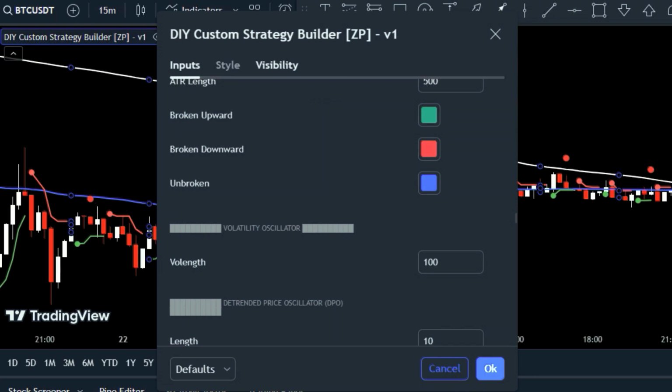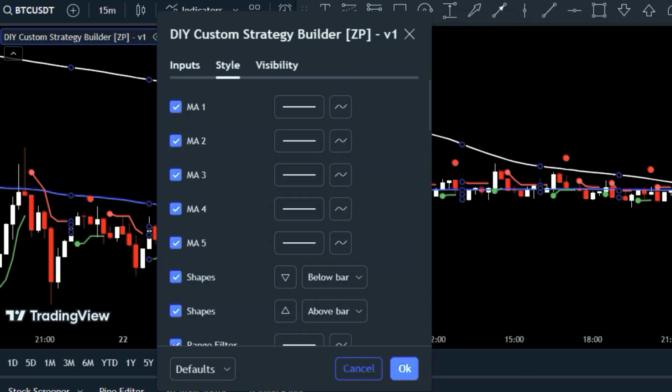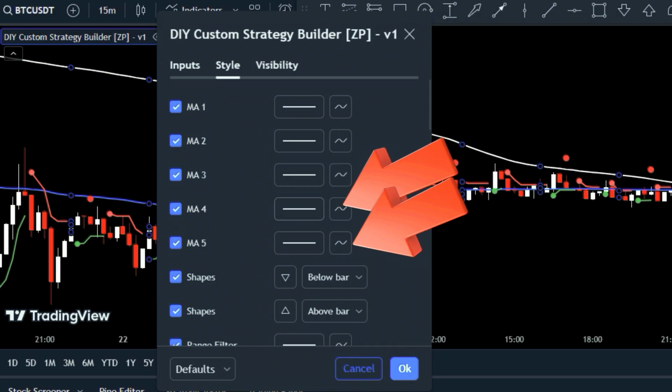And lastly, head to the Style tab to give those indicator lines a bit more thickness so they're bold and visible on the chart.